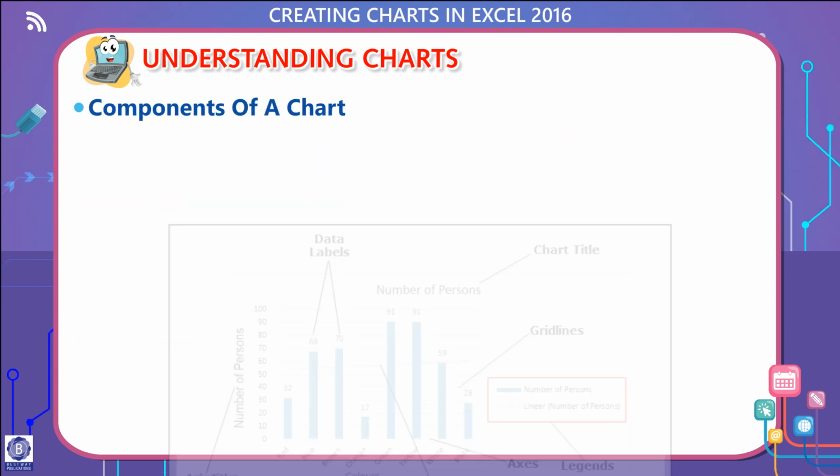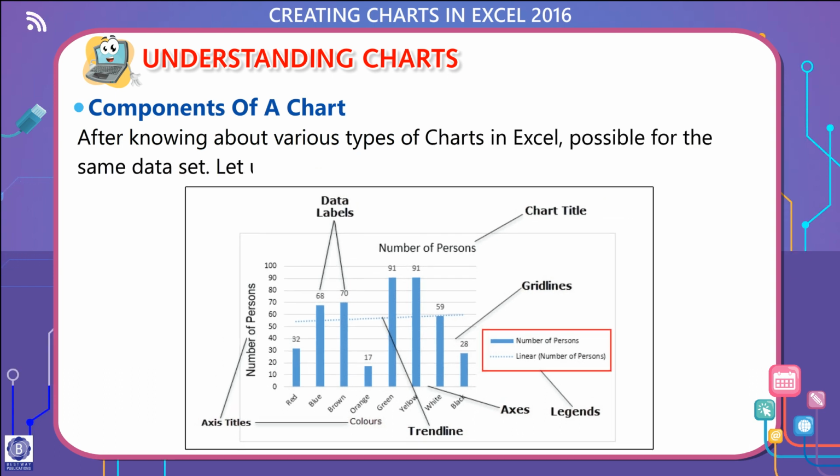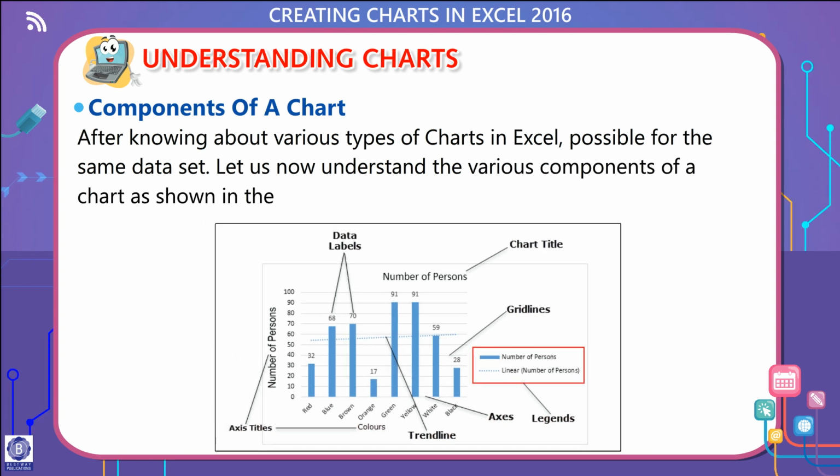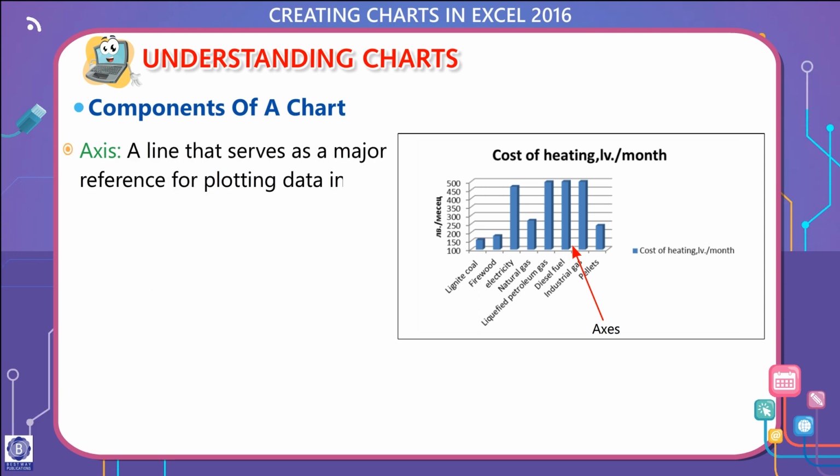Components of a chart. After knowing about various types of charts in Excel possible for the same data set, let us now understand the various components of a chart as shown in the following figure. Axis, a line that serves as a major reference for plotting data in a chart.